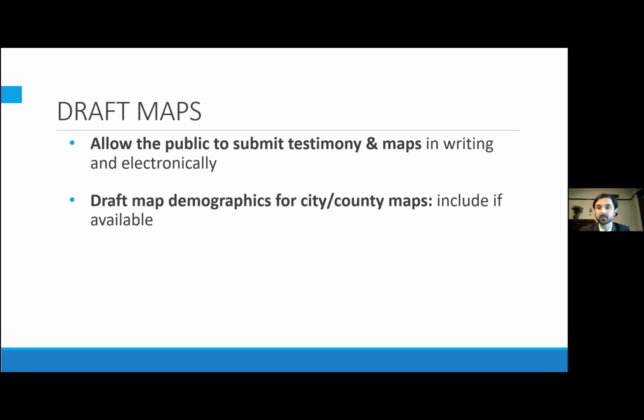In terms of maps actually produced by the city or county, if you have demographic information available, that does need to be on the map. So this would include total population, citizen voting age population of the districts, and certain ethnic population. If you have that, it will be included within the map.